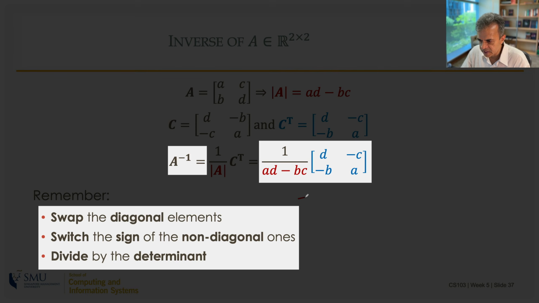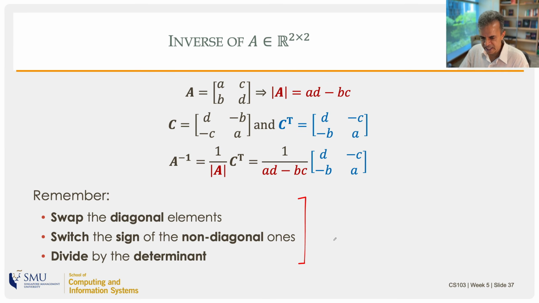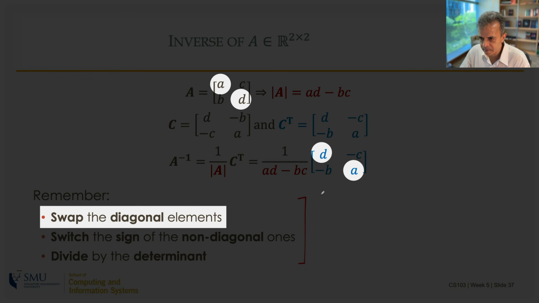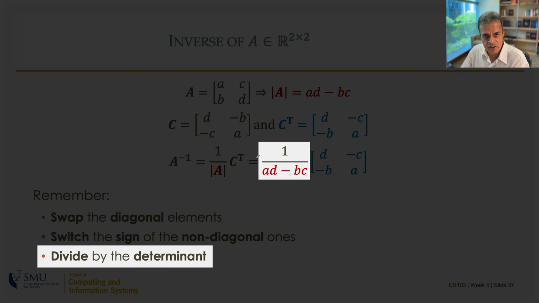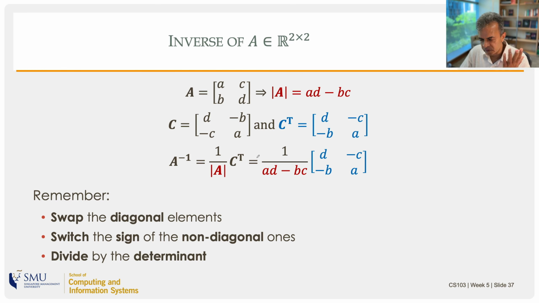Just remember these 3 steps, and that will be supremely useful for you in exams and such. Swap the diagonal elements, change the sign of the non-diagonal elements, and divide by the determinant. Of course, this is only for a 2 by 2 matrix. For 3 by 3 and larger, you have to do more complicated things.